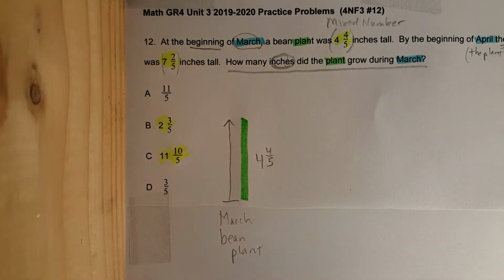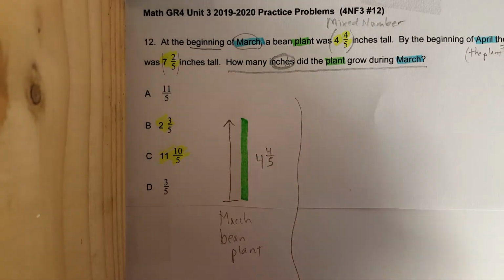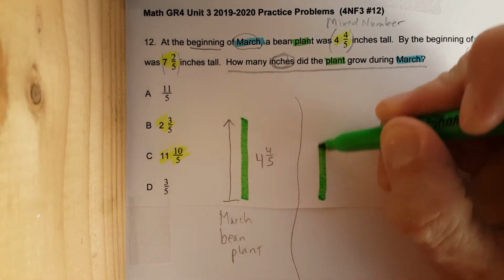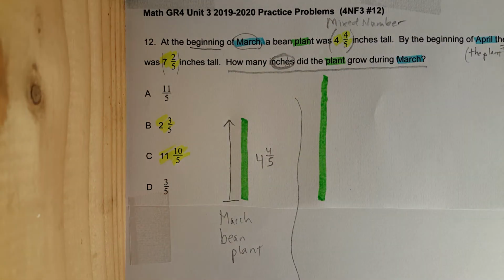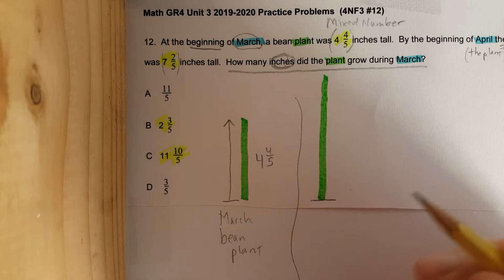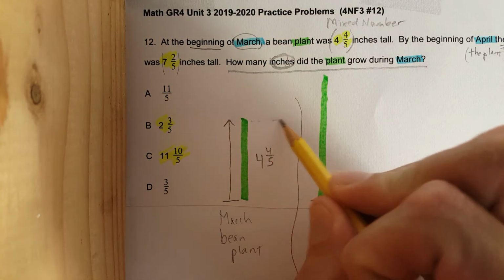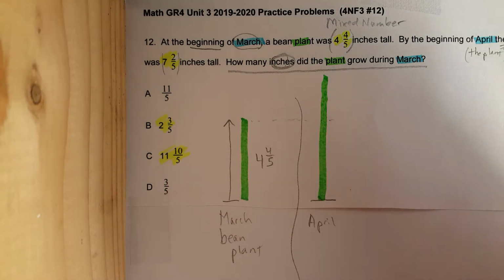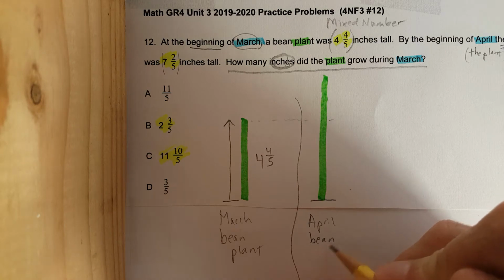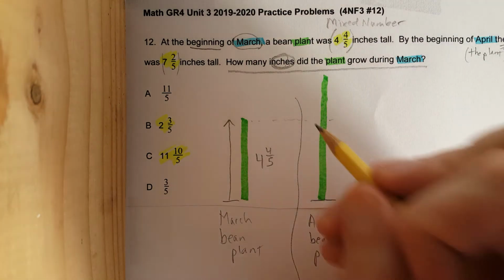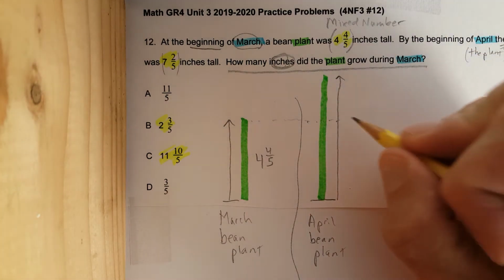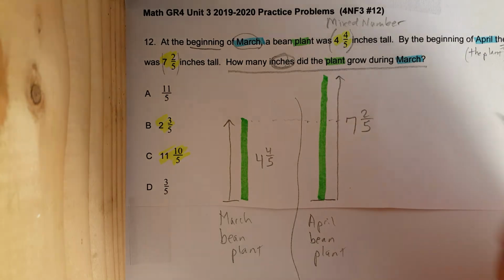Let's do the next one. April. Wow, this bean plant is growing fast. Now, of course, we can be more elaborate on the drawing, but the idea is just to show you visually that in April, it is much taller. April bean plant. 7 2/5 inches tall.